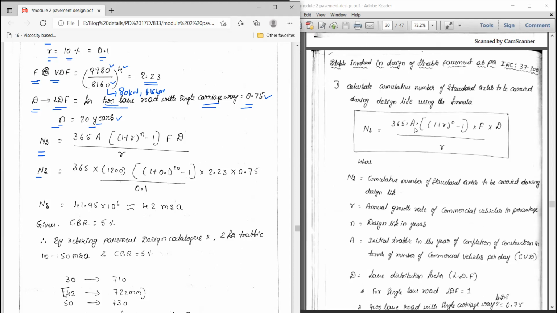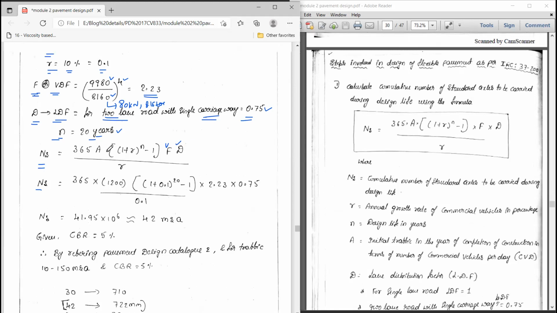So N_s = 365 × A × [(1 + r)^n − 1] × F × D / r. I already said what is the meaning of F and what is the meaning of D. So N_s stands for the cumulative number of standard axles to be carried during the design life. So this value we need.